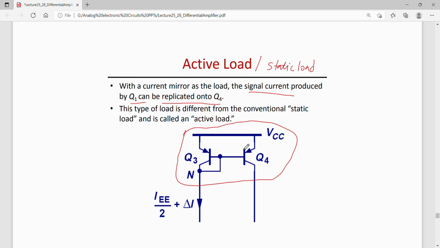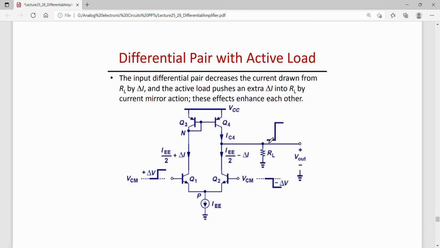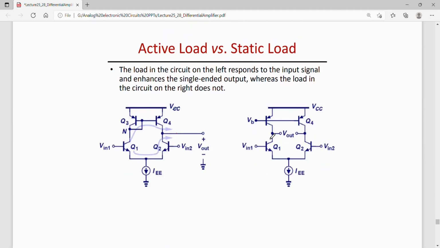Let me show you the static load also, maybe here. So this is my active load, the current mirror, and these two MOSFETs, that is Q4 and maybe this is Q3, let us call. So this is a static load.